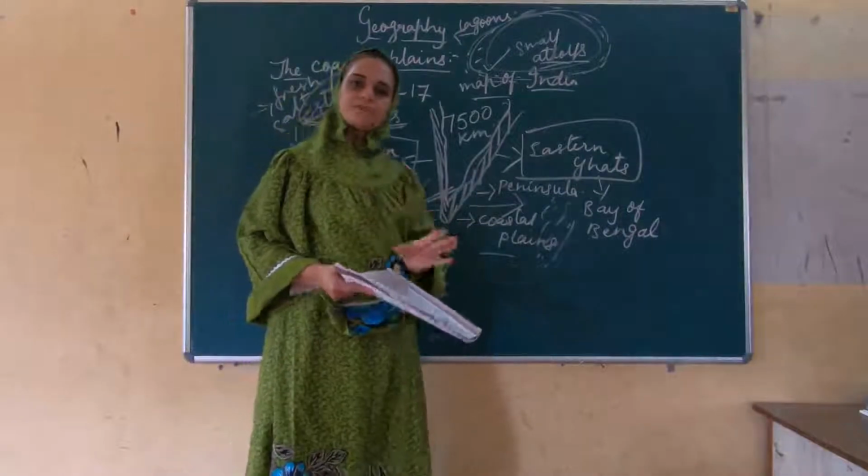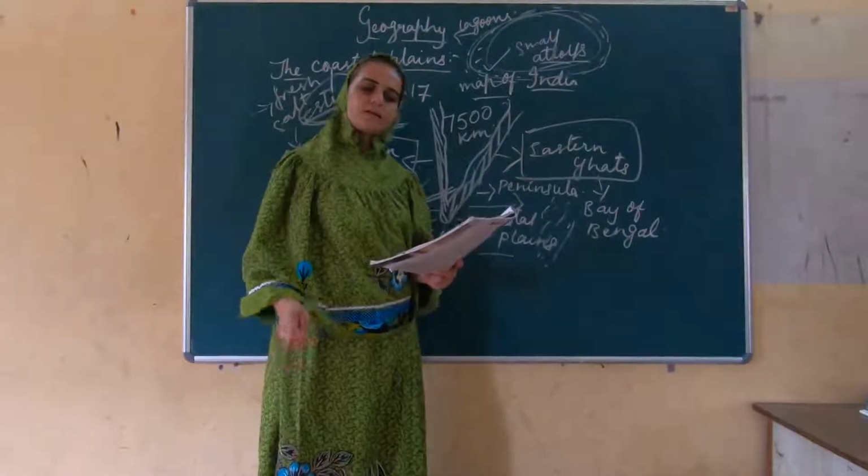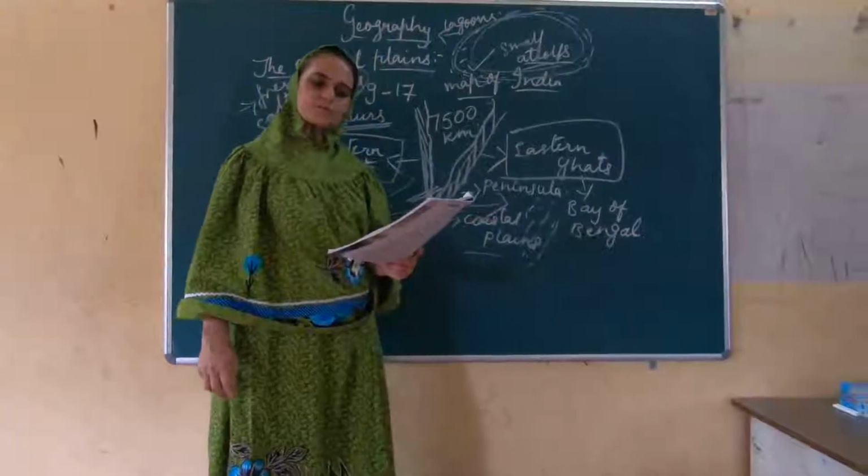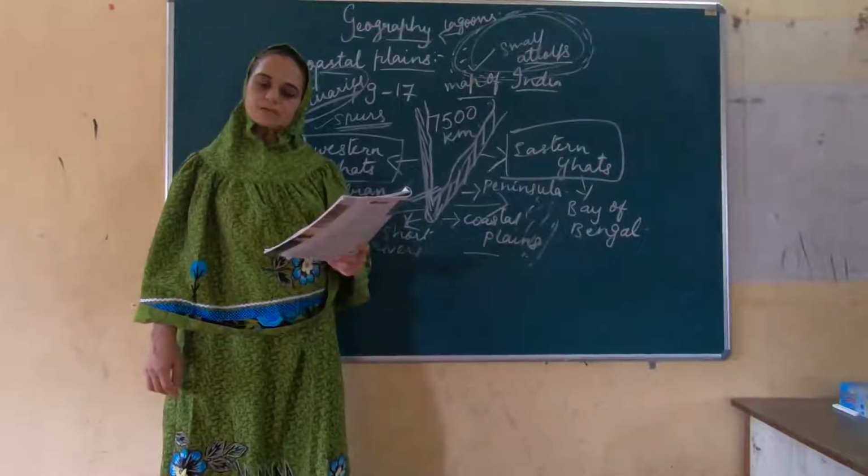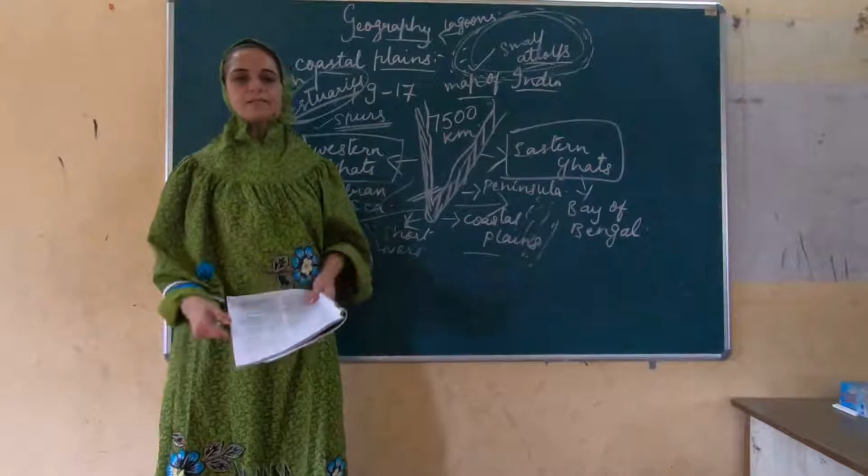So what are the 5 major physiographic divisions of Brazil? The highlands. The second is the coastal region. Third, the great escarpment. Fourth, the plains. And the next is the islands.